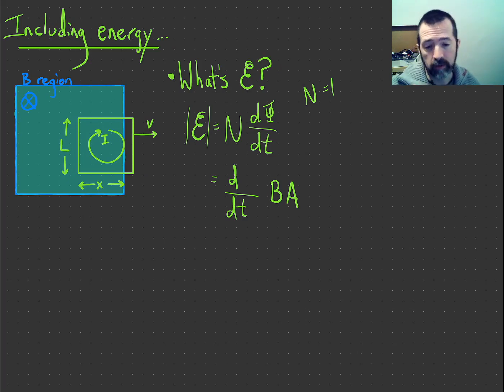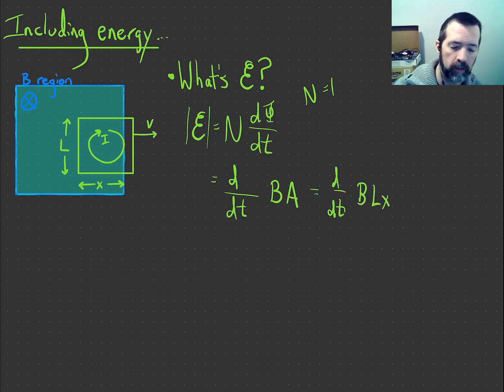But the thing to keep in mind here is that the area A represents only the area where there's actually field. So for the instant drawn in my picture, the area is L times X. It's not L squared, even though the loop itself is a square with area L squared. The magnetic field only exists in this part of it, and so the flux is based only on that area A. So it's d/dt of B L X.